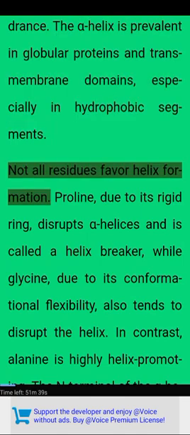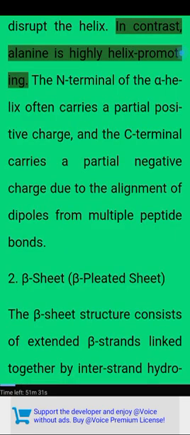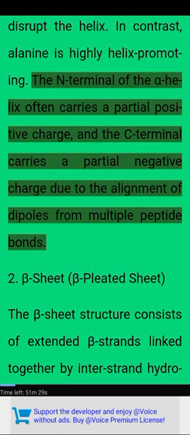Not all residues favor helix formation. Proline, due to its rigid ring, disrupts alpha helices and is called a helix breaker, while glycine, due to its conformational flexibility, also tends to disrupt the helix. In contrast, alanine is highly helix promoting. The N-terminal of the alpha helix often carries a partial positive charge, and the C-terminal carries a partial negative charge due to the alignment of dipoles from multiple peptide bonds.